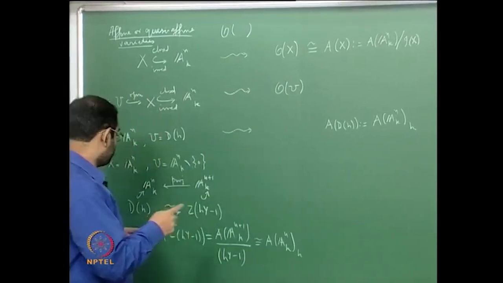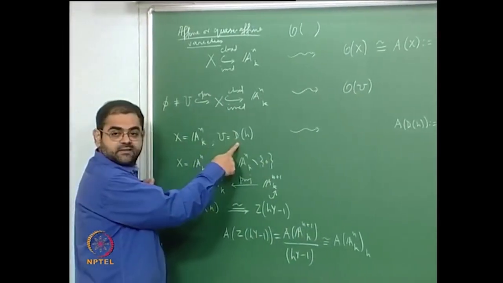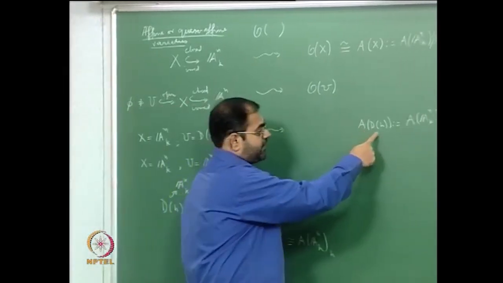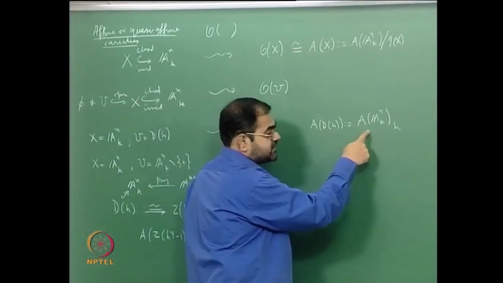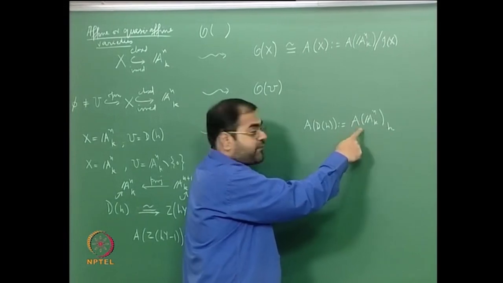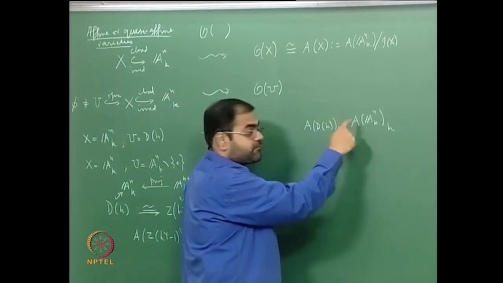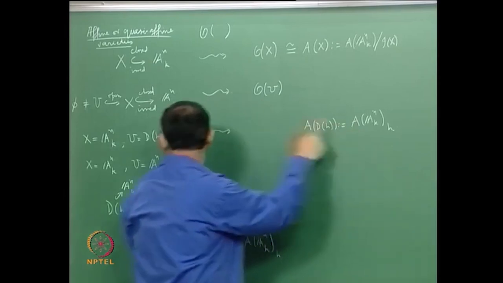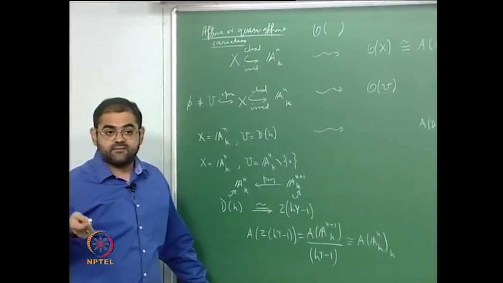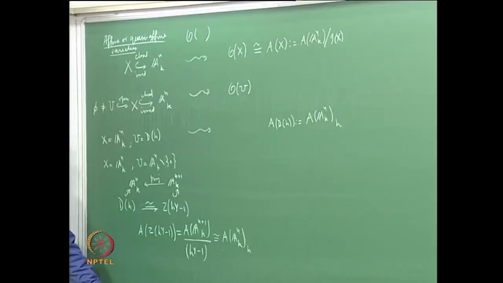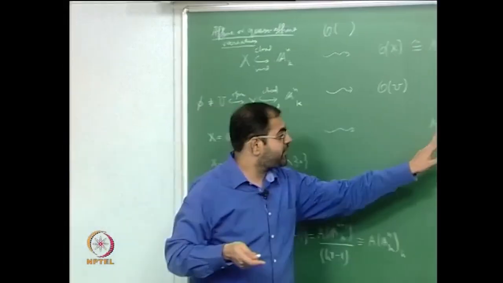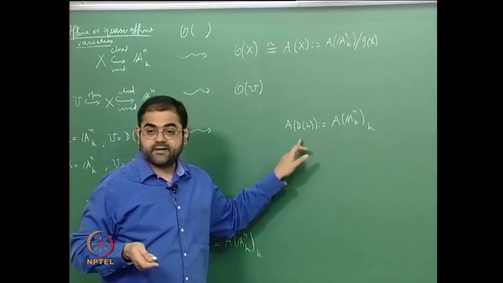So if I take D(H) and apply A to it, I get A of D(H). If this is the correct definition, then taking max spec of this, I should get back D(H), and that's again a fact. I asked you to check, at least topologically, that you get it back. So these are three justifications as to why this is the correct definition.